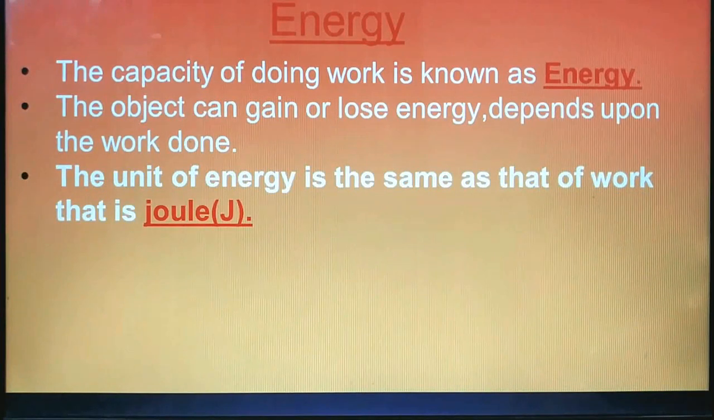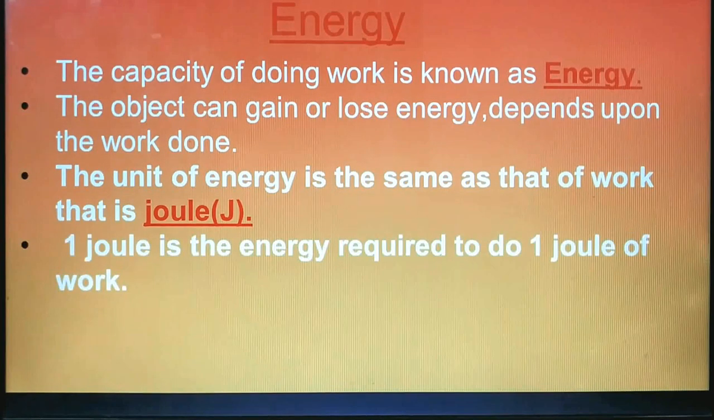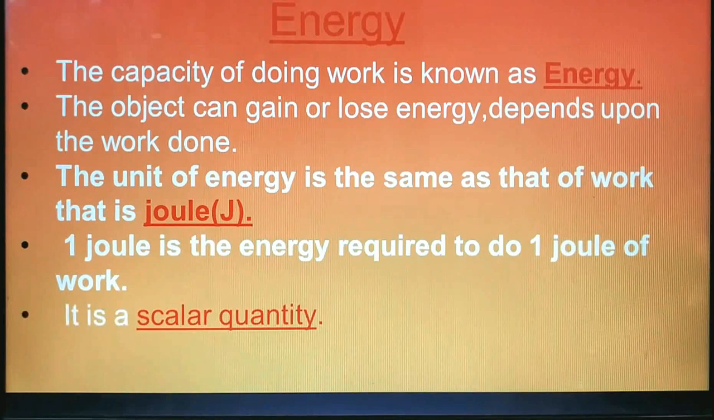object के through. The SI unit of energy is same as that of the work, that is joule, which is represented by capital J. And if we have to define 1 joule of energy, it can be defined as 1 joule is the energy required to do 1 joule of work. Means 1 joule of work को complete करने के लिए जितनी energy required होती है, that is equivalent to the 1 joule of energy. It is a scalar quantity. It means it shows only the magnitude, not the direction.